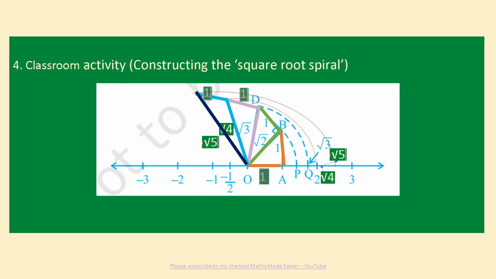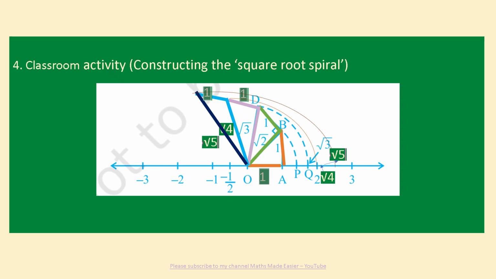Let's do this classroom activity, constructing the square root spiral. This is a very simple activity where you measure 1 unit onto the number line and 1 unit perpendicular to the point A. You construct a right angle triangle. Find the hypotenuse. The length will be root 2. Drawing this measurement OB onto the number line intersects the number line at the point P. So we get the measurement of root 2 onto the number line as OP.